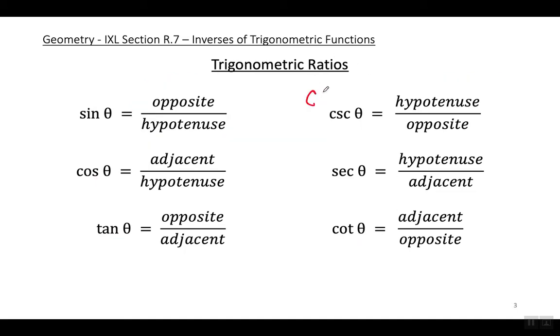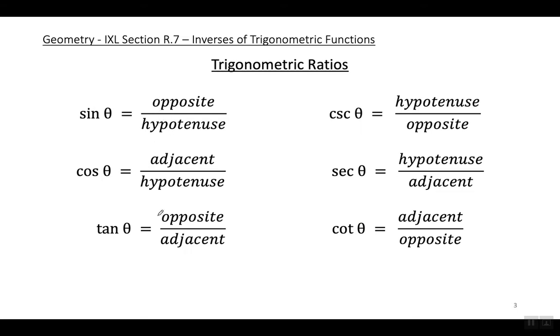By the way, in case you didn't understand me, cosecant is what CSC is. This one is secant, and this one is cotangent. It should be all together. I didn't mean to put a space there. But these are the reciprocals of these.